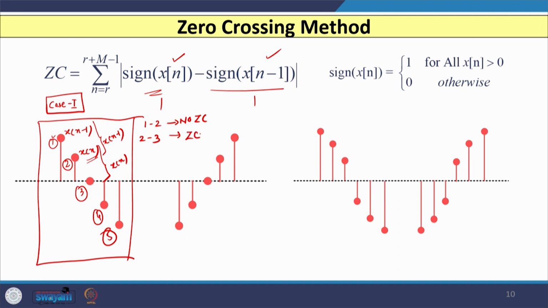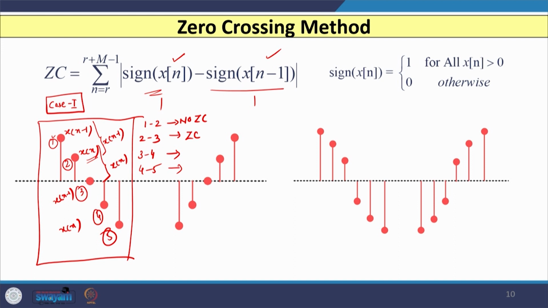Same way, when you consider sample number 3 and 4, then sample number 3 becomes your x of n minus 1 and this becomes your x of n. If you put this value, x of n minus 1, that is 0, and x of n is again a negative value, so that is 0. So you are not going to get 0 minus 0, that is 0. When you take any sample from 3 to 4, 4 to 5, you are not going to get the zero crossing. So, this is one case.